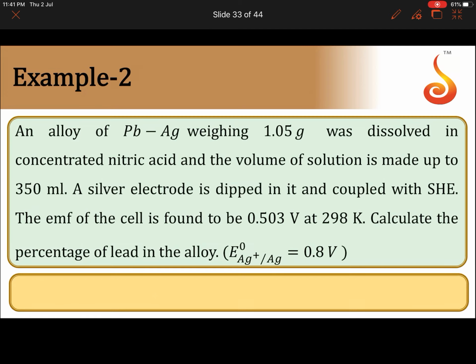E0 of the silver electrode is 0.8 volts. So first, the hydrogen electrode and silver electrode are coupled. The hydrogen electrode reduction potential value is 0. So the hydrogen electrode will act as the anode because its reduction potential value is less, and the silver electrode will act as the cathode.